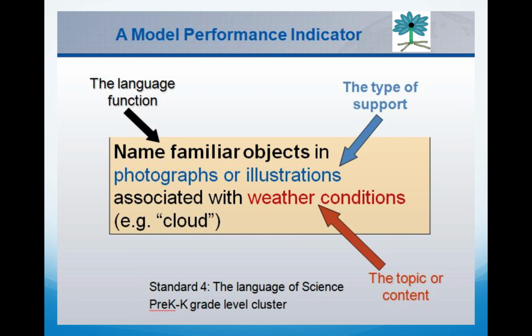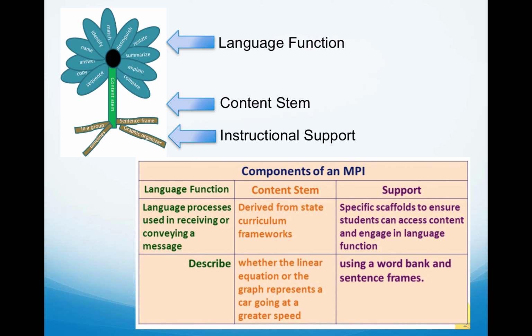And again, when you go to write the model performance indicator, you're going to have the language function. You're going to have the verb. You're going to ask them to name familiar objects. What is the support you're giving them? Photographs or illustrations, and the topic is weather conditions. So this is from a pre-K or kindergarten science standard. Name familiar objects in photographs or illustrations associated with weather conditions. Here are some more, just to give you more examples.